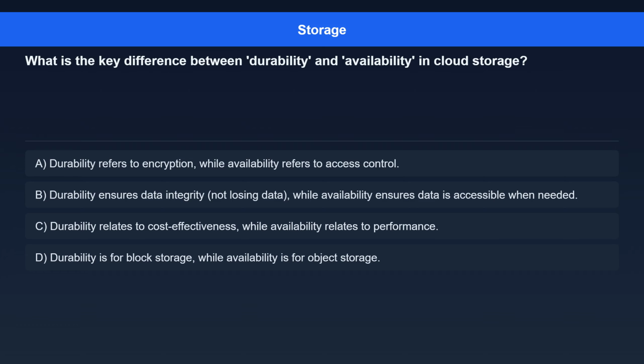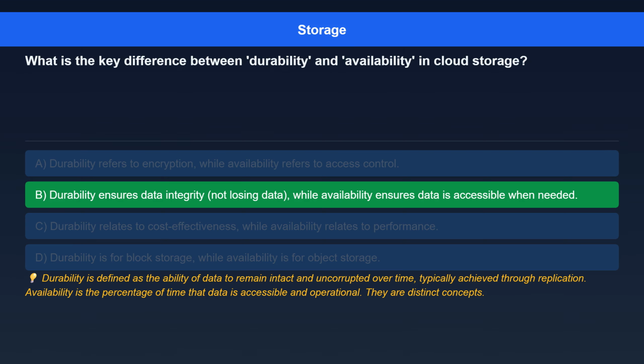Question 5. What is the key difference between durability and availability in cloud storage? Option A. Durability refers to encryption, while availability refers to access control. Option B. Durability ensures data integrity, not losing data, while availability ensures data is accessible when needed. Option C. Durability relates to cost effectiveness, while availability relates to performance. Option D. Durability is for block storage, while availability is for object storage.